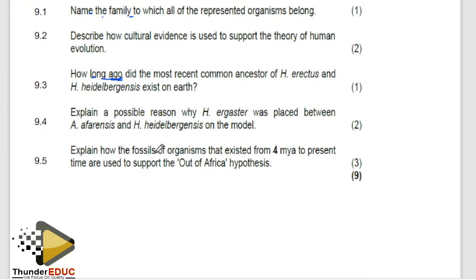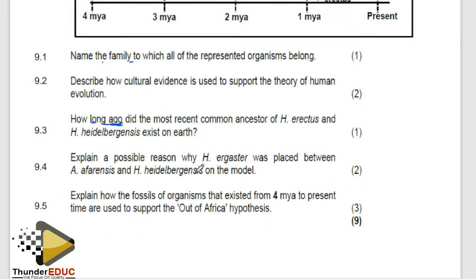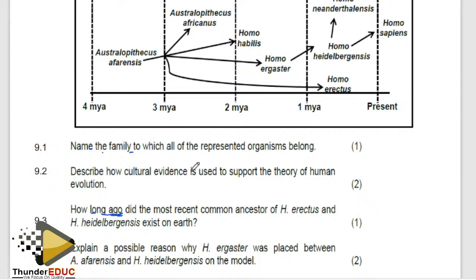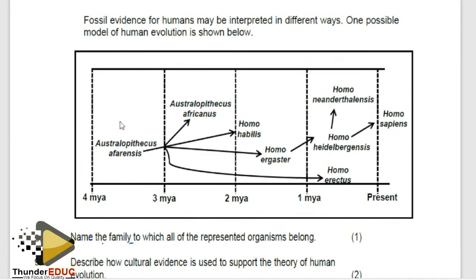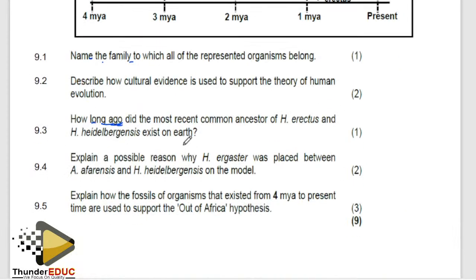Yes. Explain why fossils of organisms that existed from 4 million years ago to present time are used to support the Out of Africa hypothesis. How do they explain how? So from 4 million years ago, you talk about the oldest fossil, the fossil of Australopithecus afarensis. Just say Australopithecus, and the Homo habilis were only found in Africa, while the fossils of Homo sapiens and the Homo erectus, the oldest, were found in Africa. Basically, that's what you need to talk about.